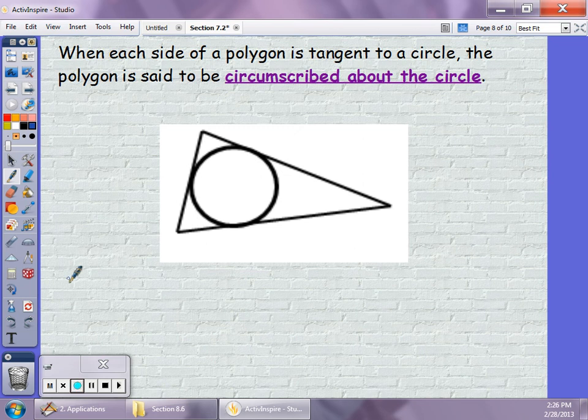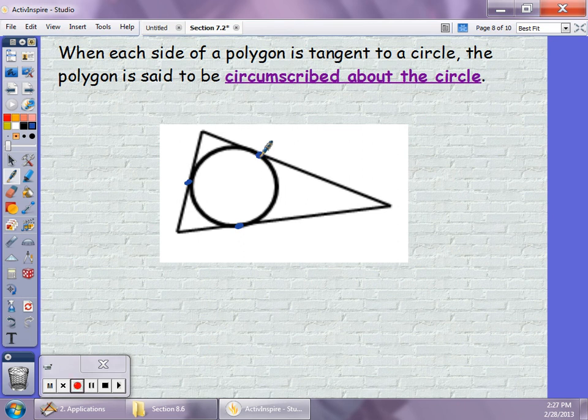When each side of a polygon is tangent to a circle, the polygon is said to be circumscribed about the circle. So in this case, we say the polygon is circumscribed about the circle. When it says the polygon is circumscribed about the circle, that means the circle is actually inside the polygon. And remember, in order to be inscribed, the circle has to touch all the sides of the triangle.